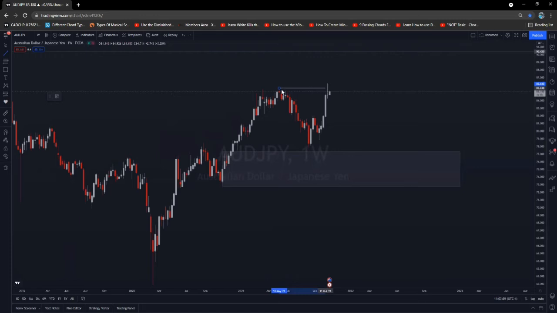No, this is an area of liquidity. It hasn't really clearly broken through, but you can see that there's liquidity over here.